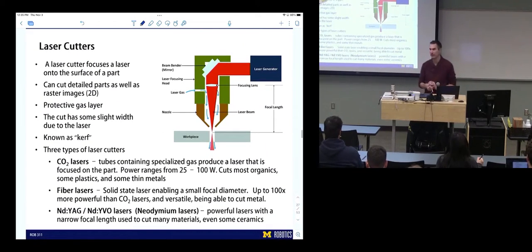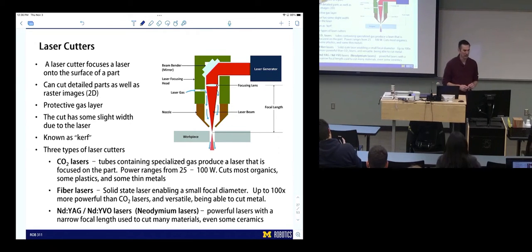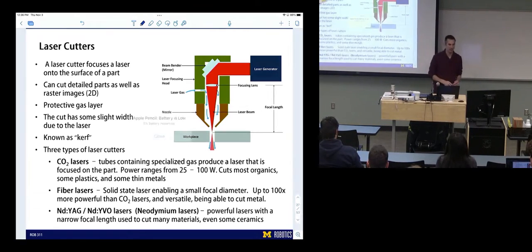Laser cutters, these are really neat. You guys use these a lot, I think. The main thing to know is the concept of kerf. That played a big role in what we were doing. There are 3 different types of lasers. We are basically only using this kind. You guys all use that, which is pretty cool.